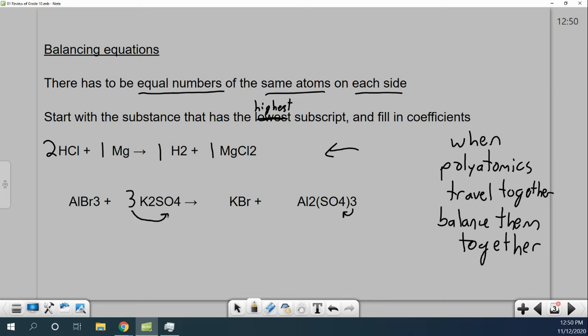Now, if I have 3 sulfates, I also just gave myself 6 potassiums. Ooh, so I'll need a 6 there. So that gives me 6 potassiums. It also gives me 6 bromines. So where's bromine? Oh, it's over here. So how do I make 6? 2 sets of 3. That gives me 2 aluminums. And hey, look, I've already got 2 aluminums. Nice. So that should be balanced, and life is good.